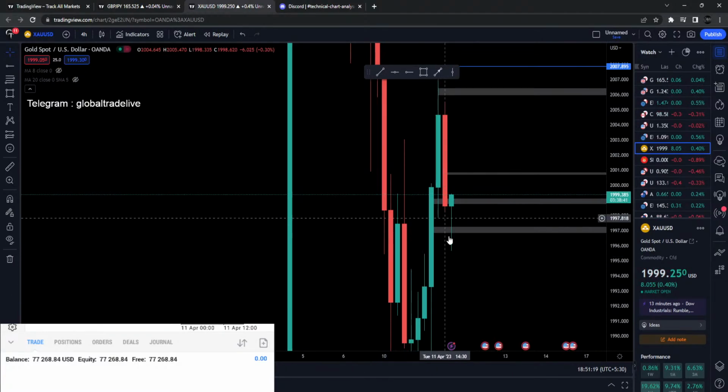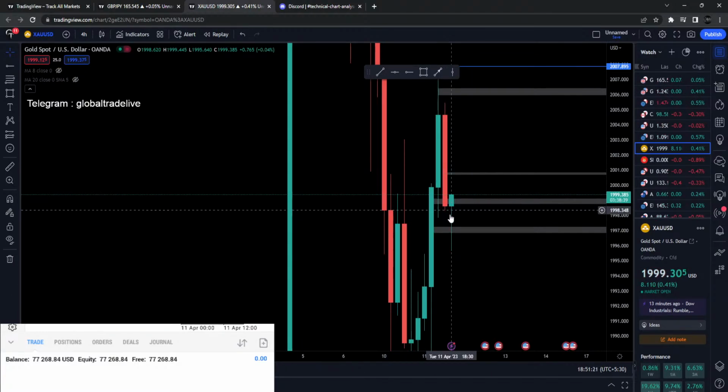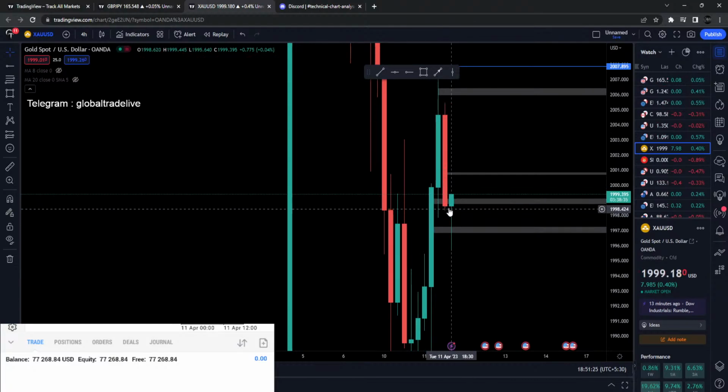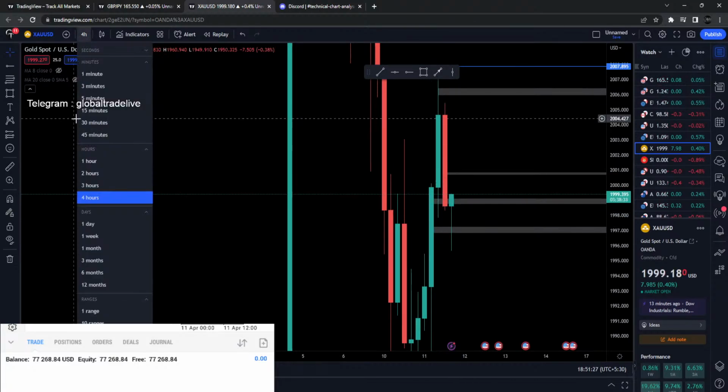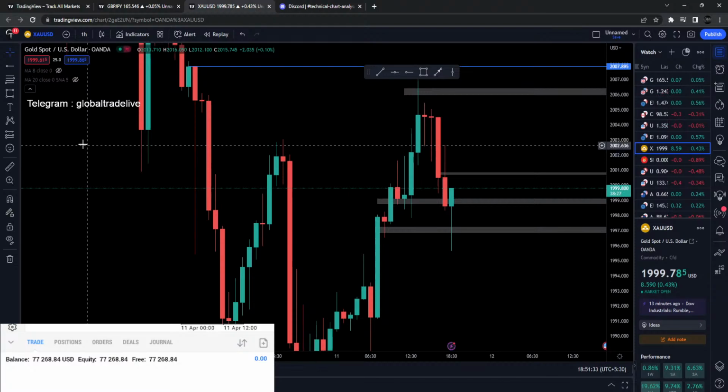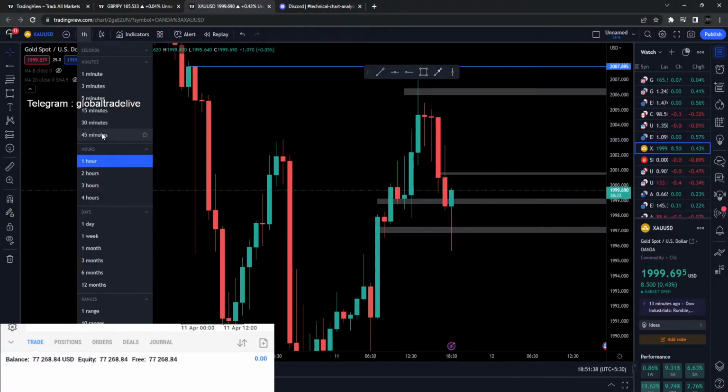So let's have a look at the 4 hour. So the 4 hour candle has rejected all the lower prices, created a lower wick, and now it's moving up. So that means the chances of now moving up have increased if we talk about the 4 hour. So let's have a look at the 30-minute candle.